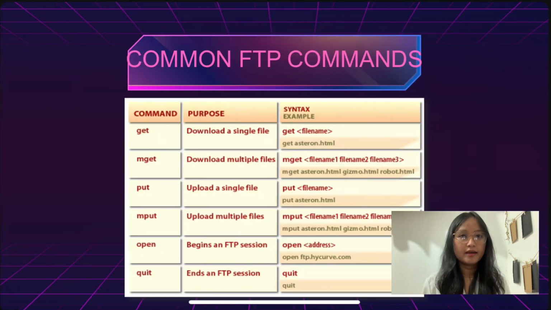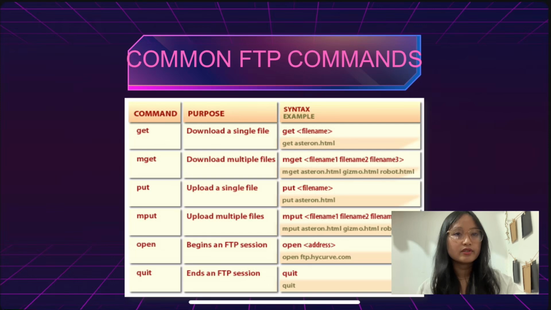Common FTP commands. If you've ever used the command line interface, FTP has some basic commands that allow users to interact with the server. Here are some few examples. We have get. This is used to download a file from the server. We also have put, which allows you to upload a file, and delete, which removes a file from the server. Most people don't manually type these commands anymore because modern FTP clients have a graphical interface, but for advanced users, knowing these commands can be very useful.